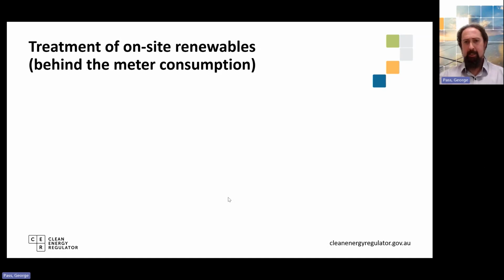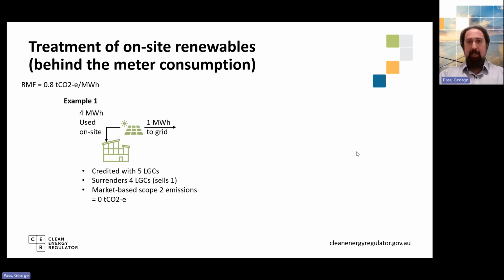Under market-based accounting, the treatment and the resulting emissions intensity of renewable electricity generated and consumed on-site ultimately depends on whether it is credited with LGCs and what happens to those LGCs. Now, this is to prevent the same electricity being claimed in two different places, and I'll work through a few examples to explain.